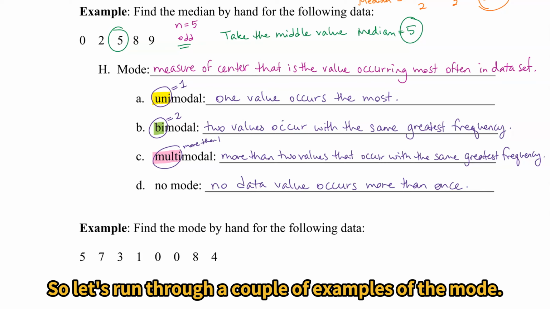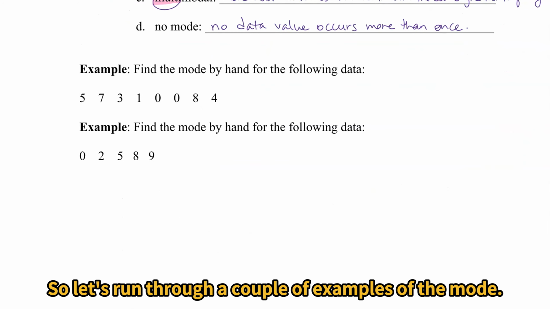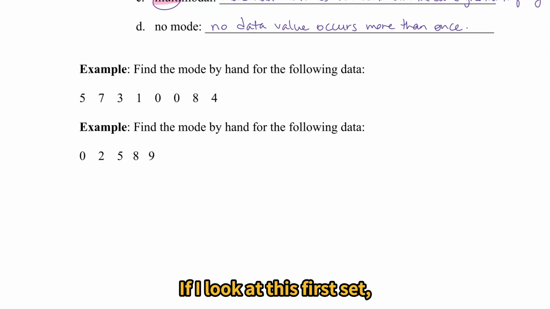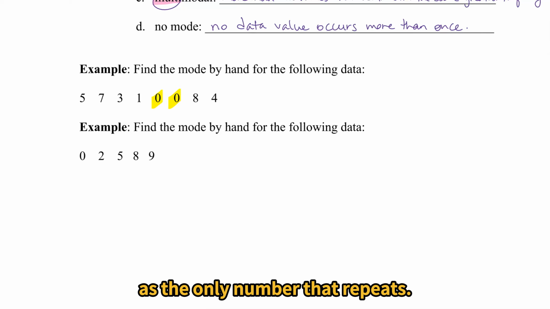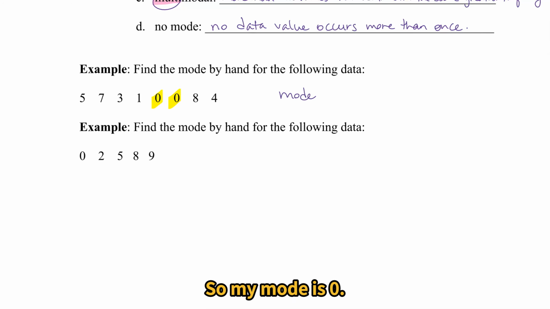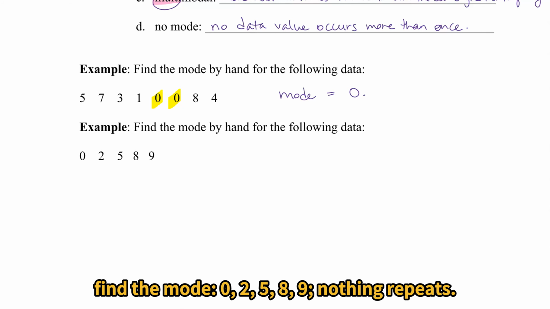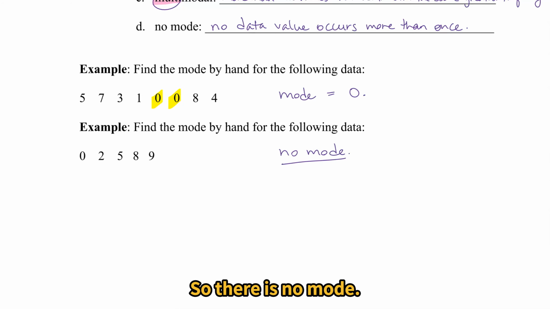So let's run through a couple of examples of a mode. Find the mode by hand for the following data. If I look at this first set, I notice that I have 0 as the only number that repeats. So my mode is 0. I have a single mode. This data set is unimodal. In the next example, find the mode: 0, 2, 5, 8, 9. Nothing repeats. So there is no mode.